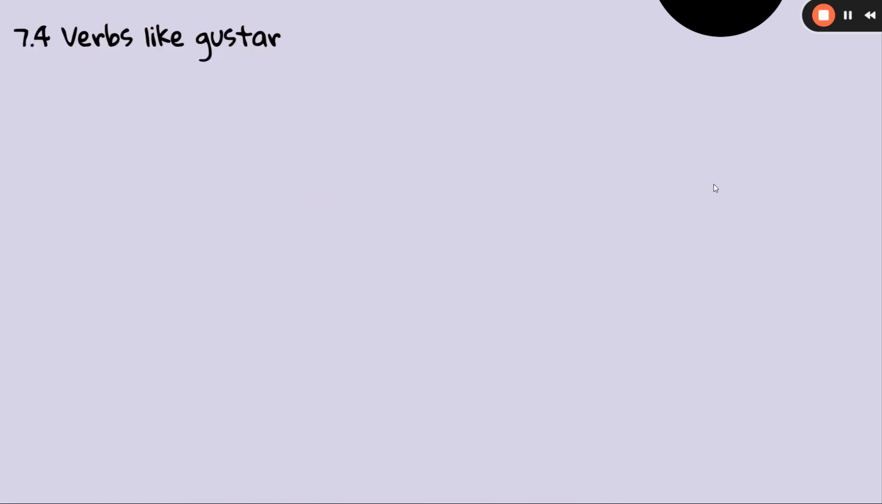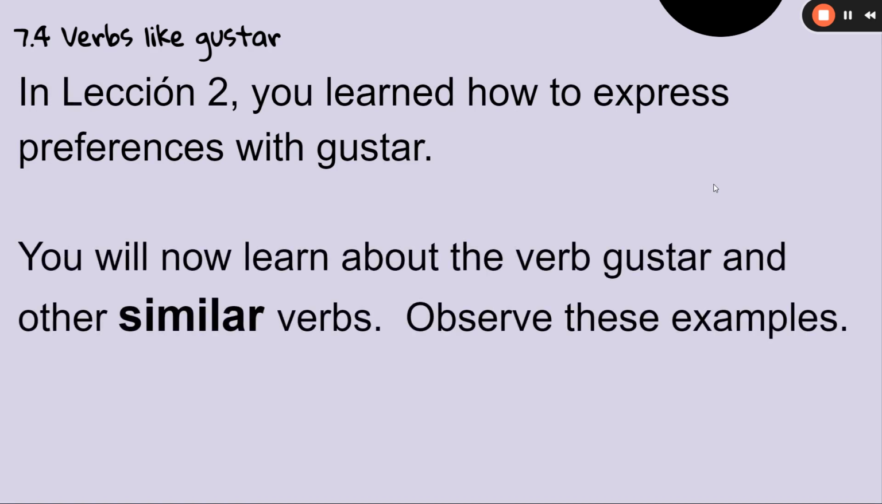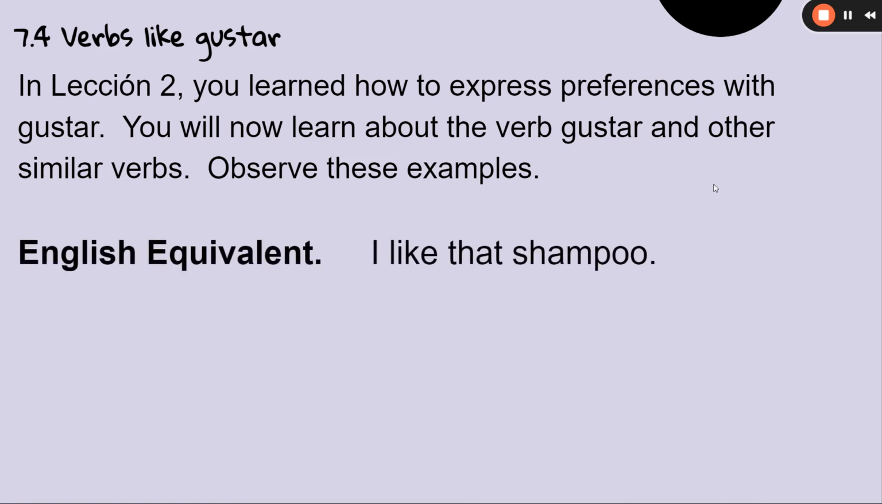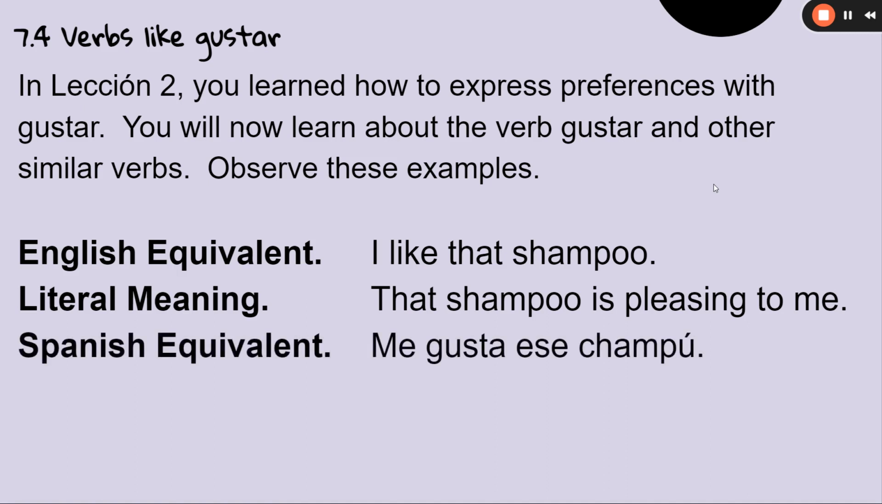Verbs like gustar. In Lección 2, you learned how to express the words like and dislike with gustar. And then we talked a little about it last chapter. There are some other verbs that are similar to gustar that we're going to be doing. Okay? I like that shampoo. Okay? That shampoo is pleasing to me. That's how you would translate that, literally. The Spanish equivalent would be me gusta ese shampoo.